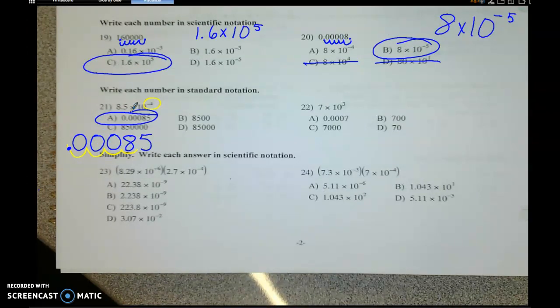Looking at number 22. Another scientific notation, changing to standard. So the coefficient is 7. We need to move the decimal 3 places because of that exponent. So right now the decimal is right here. We go 1, 2, 3. And we get 0, 0, 0. That means that C is the best answer.